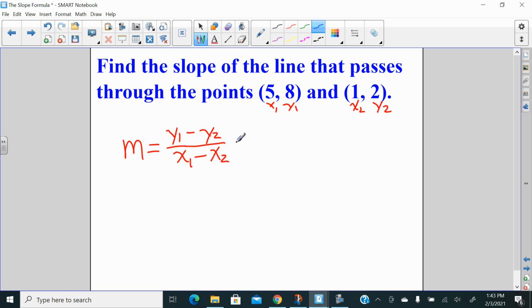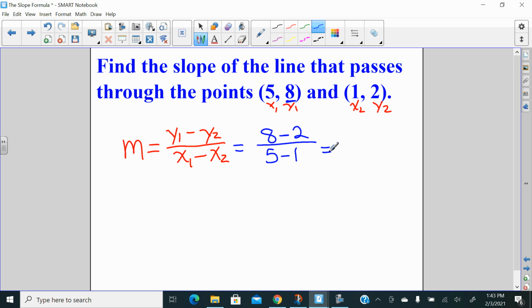Okay, so I really hope nobody was stumped with, okay, this underneath my y1 is 8. It goes in the first spot. And then minus y2. Okay, that's a 2. Over x1, that was a 5. Minus x2, that's a 1. All right, how are we doing so far? Is that what you have?